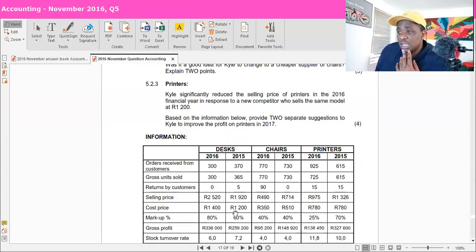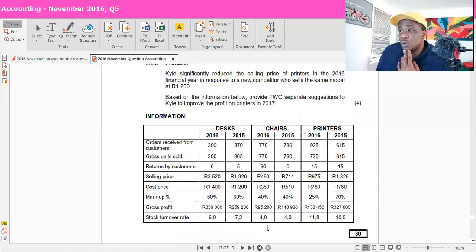So in the chairs, the selling price went from 714 to 490. The cost price reduced from 510 to 350, which indicates a cheaper supplier, still keeping the same margin. But the gross profit has dropped tremendously, from 148,000 to 95,200.